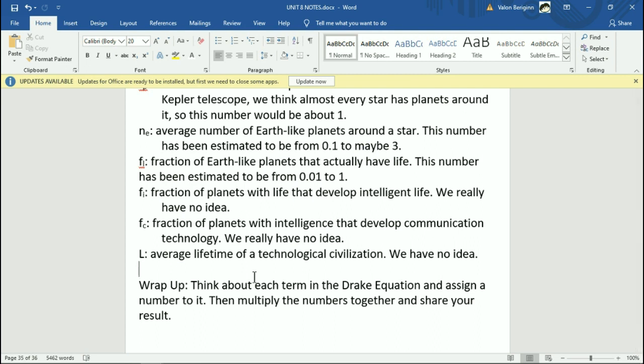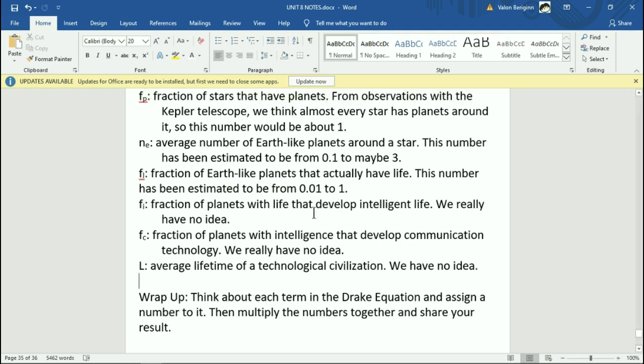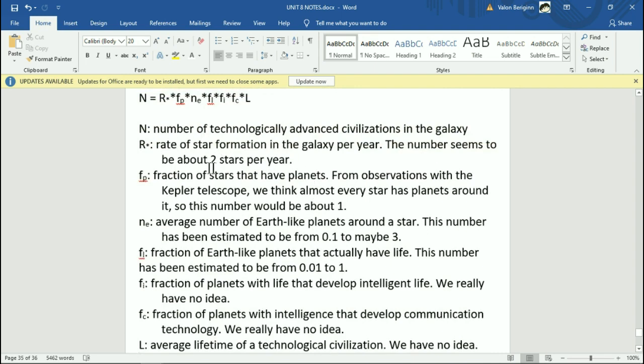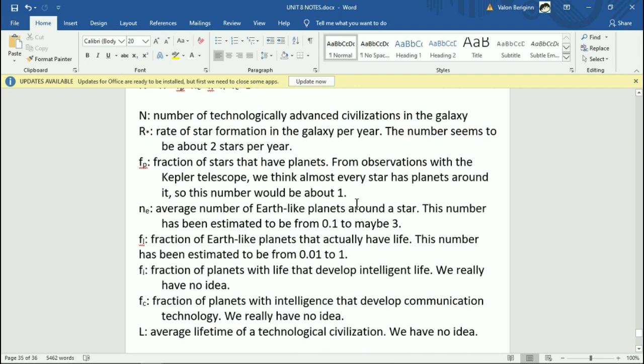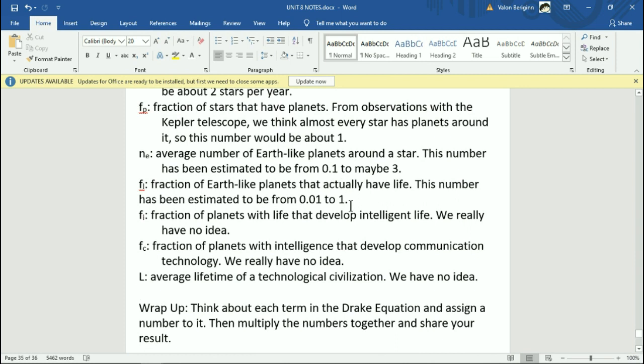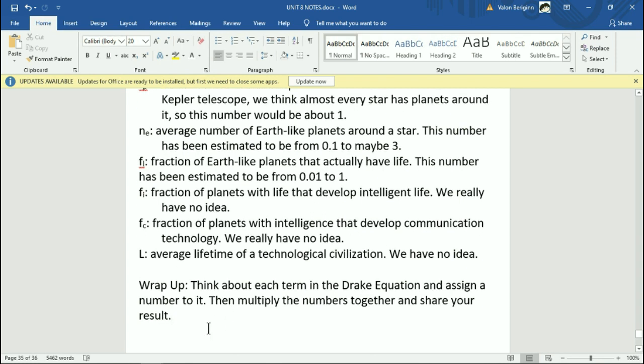Again, just think about it. There is no right answer, okay? There's no right answer whatsoever. Well, okay, R star should be 2, and F should probably be 1. But then the other numbers are in some range, and for this one, we have no idea. So just see what you can come up with. I'm going to share what my best guess is, but again, it's purely a guess. I have no better authority than anyone else on this. You do not have to have my answer at all. I'm actually curious what you can get.